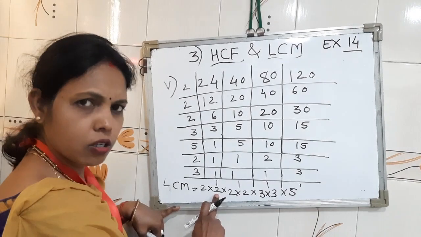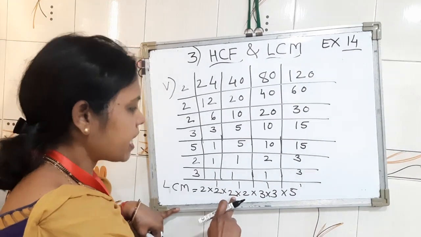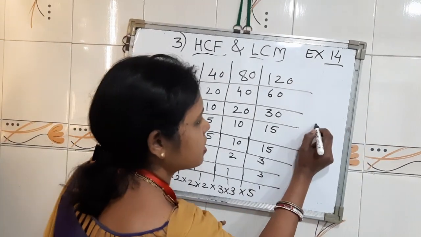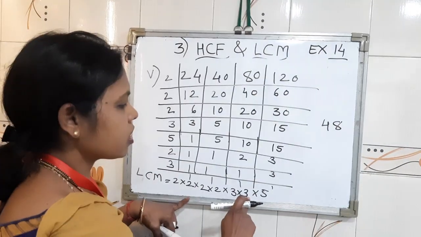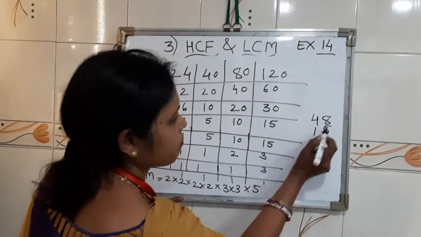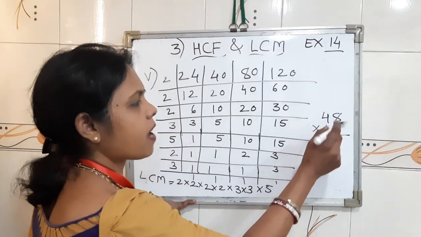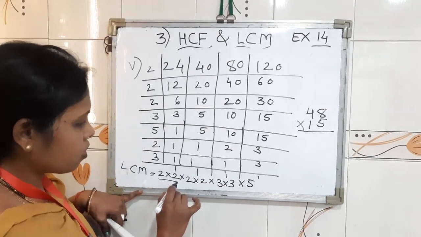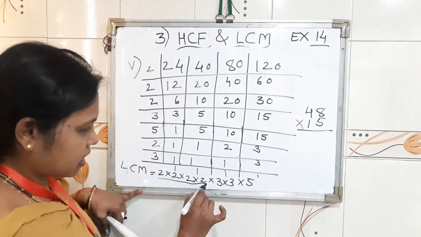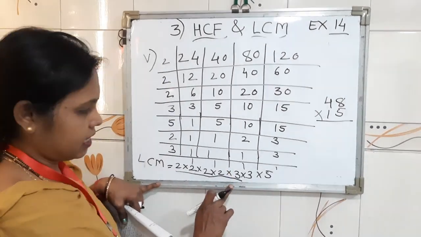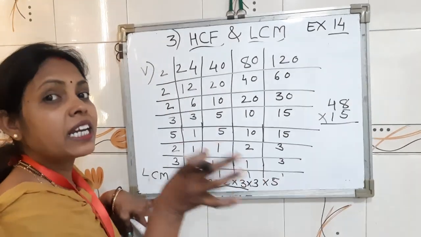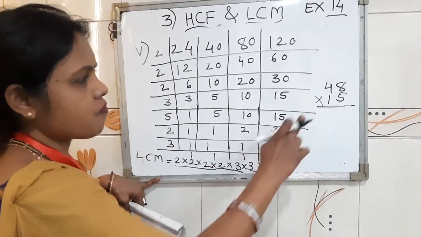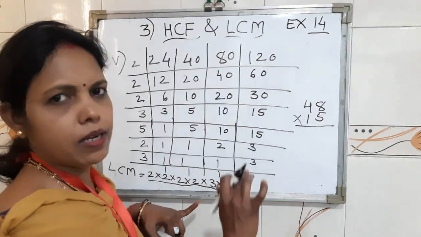2 2s are 4, 4 2s are 8, 8 2s are 16, 16 3s are 48. Now here 3 5s are 15. Now multiply 48 into 15. 48, where did you get it from? 2 2s are 4, 4 2s are 8, 8 2s are 16, 16 3s are 48. Till here we had multiplied. It should be in the easiest form. That's why again we multiplied these both, 3 into 5. And now we will multiply both numbers.